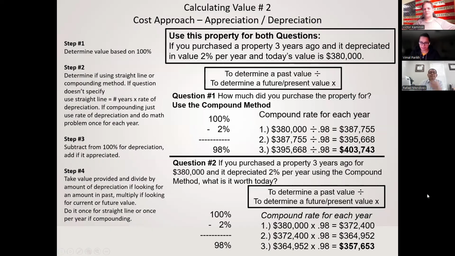So there's an example of when they tell you to figure out the value in the past, or they tell you to figure out a current or a future value. I just did the equal sign, and it's coming for 3 years. That's good.